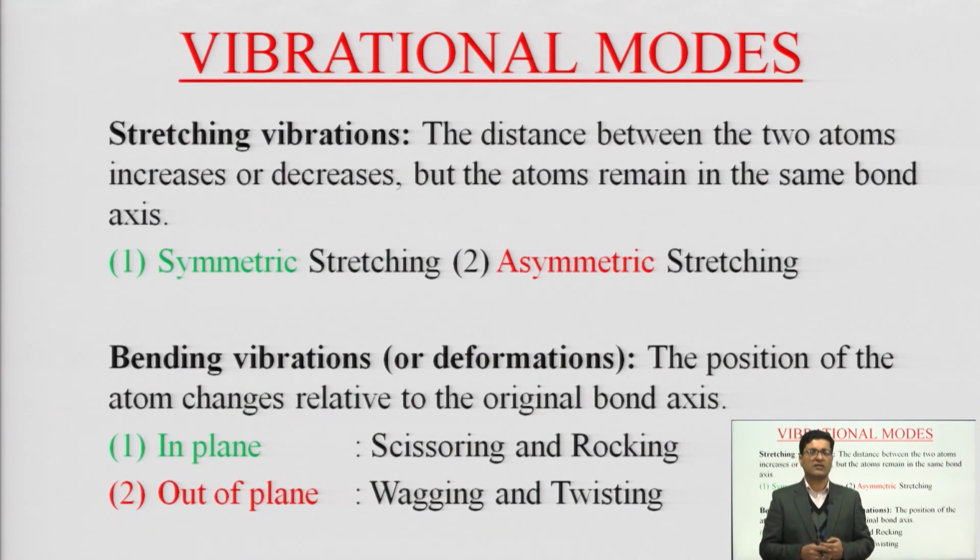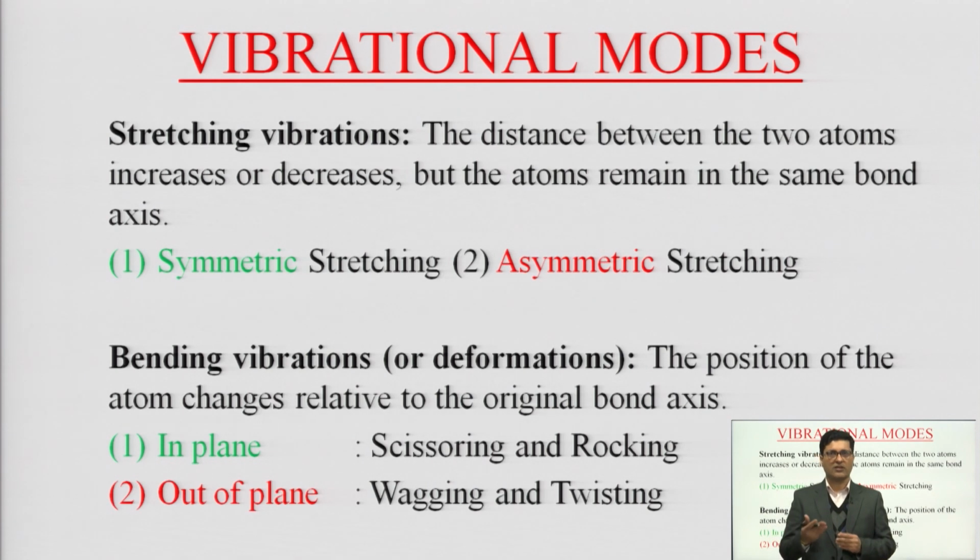Further, the stretching and the bending vibrations are classified into subcategories. The stretching vibrations mainly involve the change in the distance between the two atoms. So, during the vibration, the distance between the two atoms either increases or decreases, but the axis remains the same. The stretching vibrations are further classified into symmetrical stretching vibrations and asymmetrical stretching vibrations. We will come to that in the next slide, what is the difference between the symmetrical and the asymmetrical stretching and how they are different.